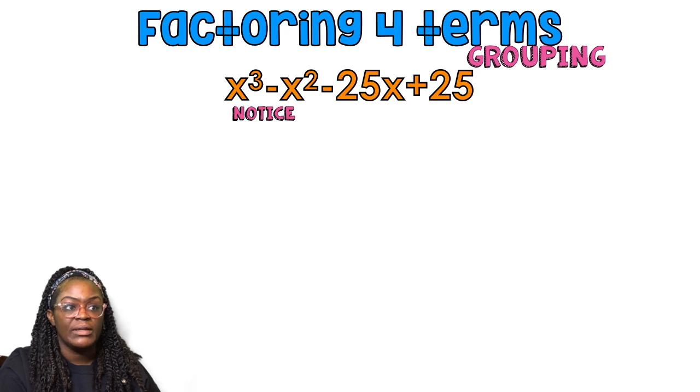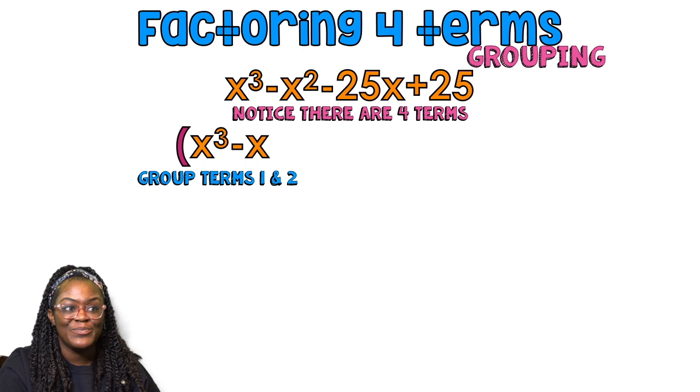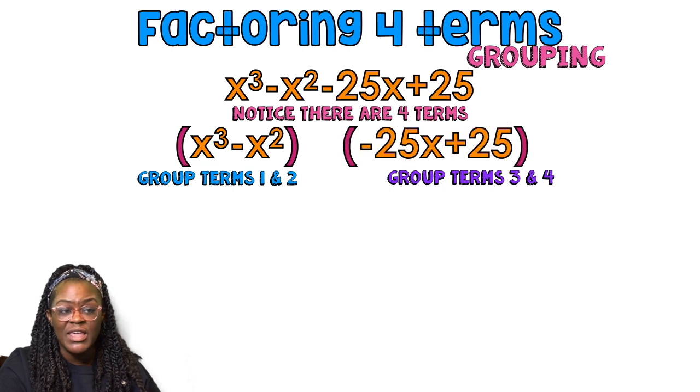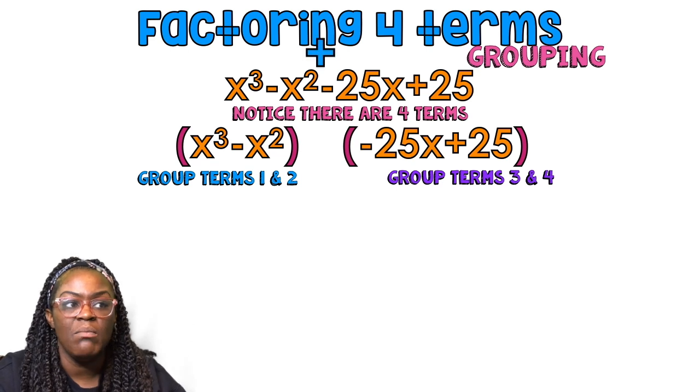Okay, that's method number 2, which is grouping. Notice there are 4 terms. Group the terms 1 and 2. So that's terms 1 and 2 grouped. Group the terms 3 and 4. Again, if you liked the first method, you just don't even watch this. And then you're going to put a plus in the middle, okay?